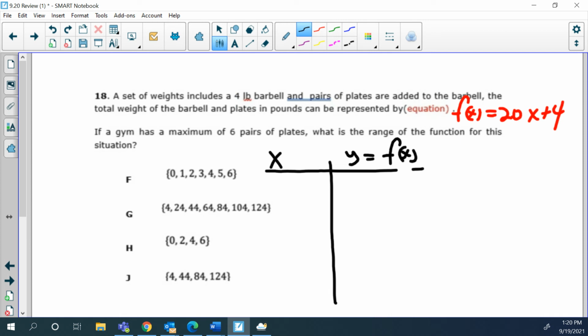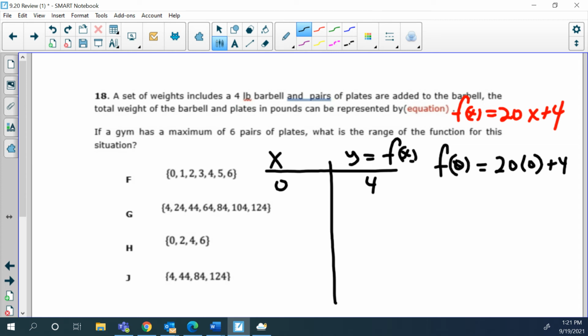So we know when there are no weights on it, when x is 0, the barbell weighs 4 pounds. And we can prove that from the equation right here. F of 0, when there are no weights on it, is going to be 20 times 0 plus 4, which is just 4.